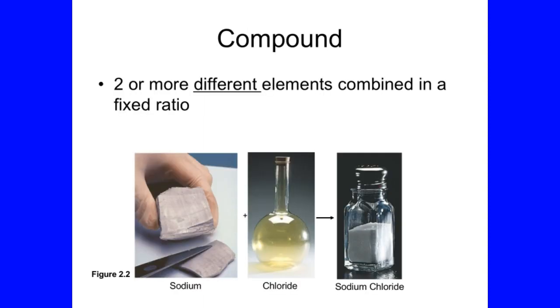A compound is two or more different elements combined in a fixed ratio. In this example, you can actually see sodium chloride, which is NaCl. That is considered a compound. H2O, water, is considered a compound.